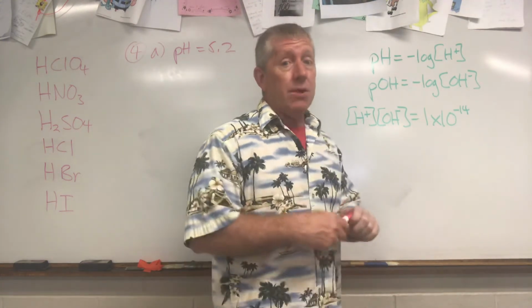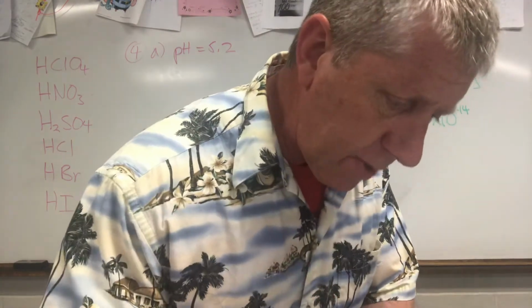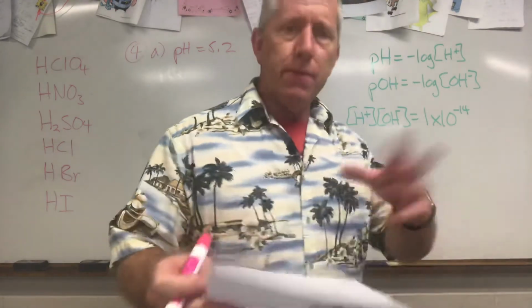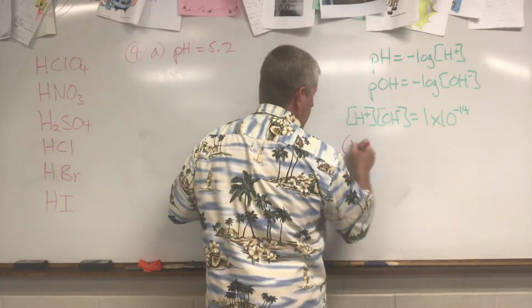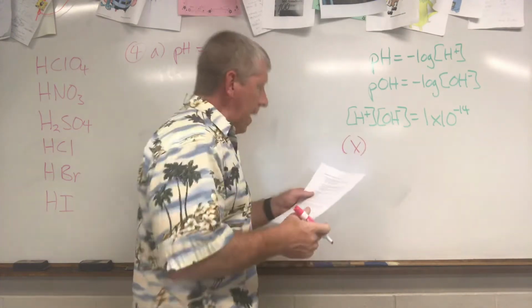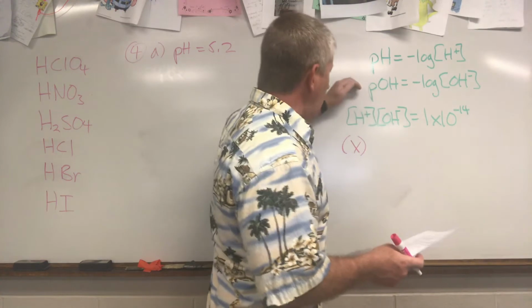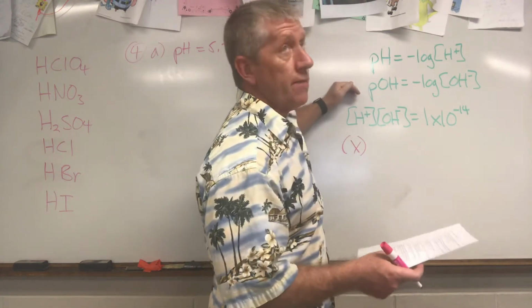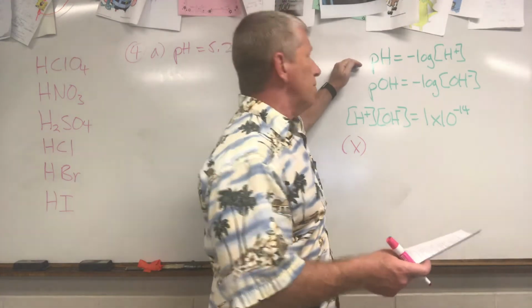I was given the H, right? No, I wasn't given the H. You want to find the H. I was given the OH. So I want to find this, call that X. Now we could put the OH in here and get the pOH. We can then take the pOH, subtract it from 14 and get the pH. And then from the pH, we could do what we did in the last two problems and solve for H.